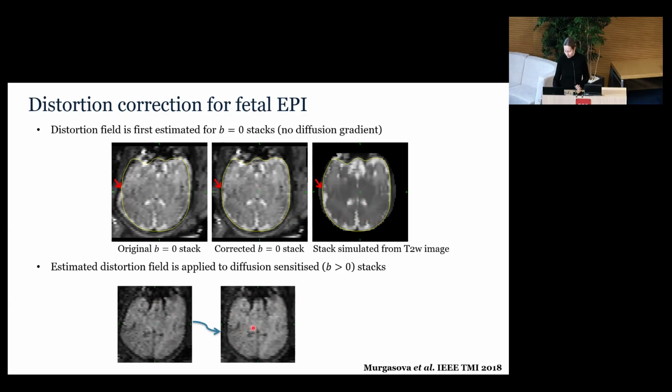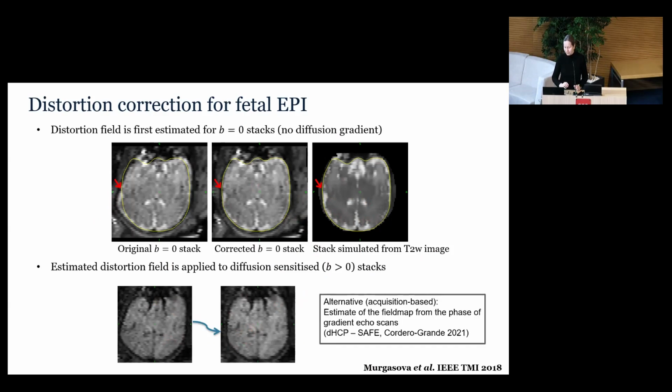So DHCP is not using this method. They are using an acquisition-based method. It's, I would say, a little bit more accurate, but it requires a custom-made sequence. So it's not very easy to reproduce unless you have MR physics people implementing the sequence for you. They are getting it from the phase of the gradient echo scans, which needed to be implemented. So I would recommend doing that if you can, but if you can't, this method is always available.